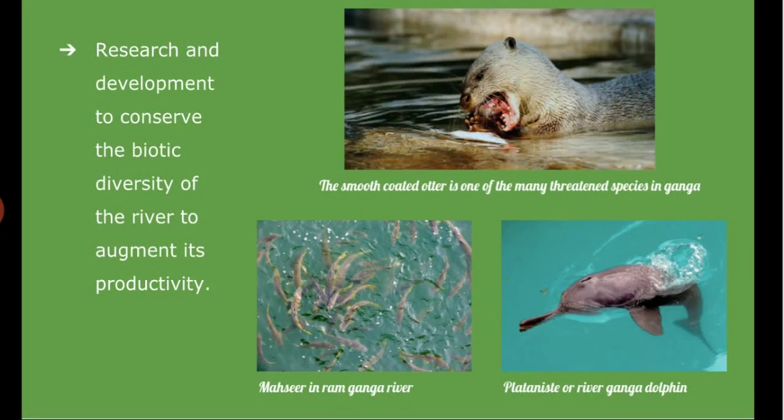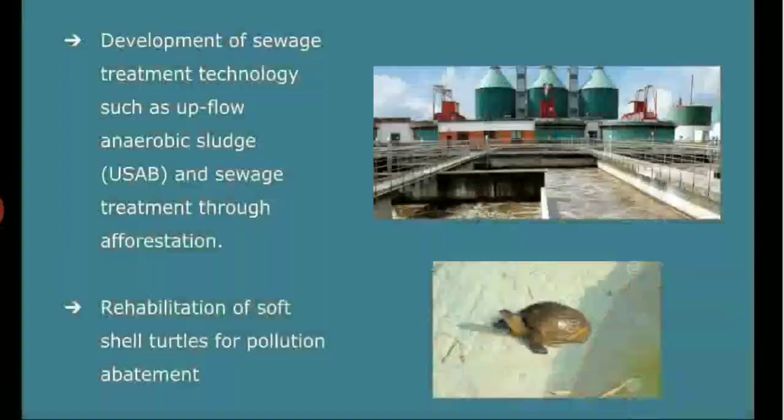Research and development to conserve the biotic diversity of the river and to augment its productivity. There are species which I have shown. The smooth-coated otter is one of the most threatened species in the Ganga. Mahseer in the Ram Ganga River, and the river Ganga dolphin, which is also known as Susu, is being endangered, which I have discussed earlier.